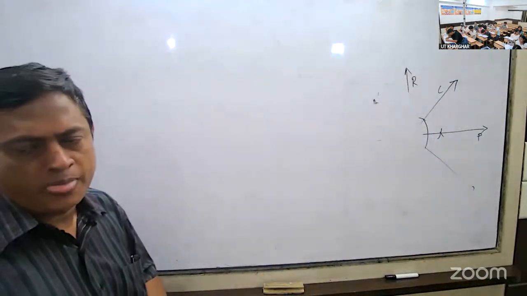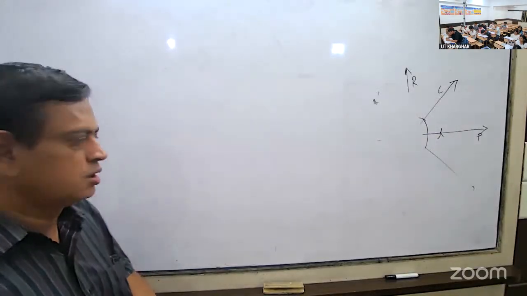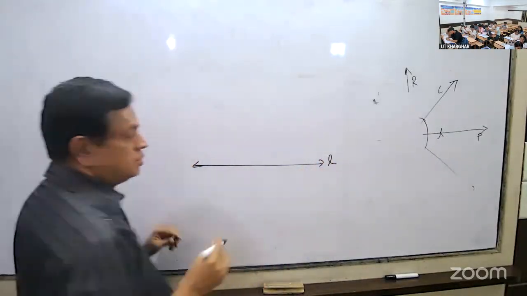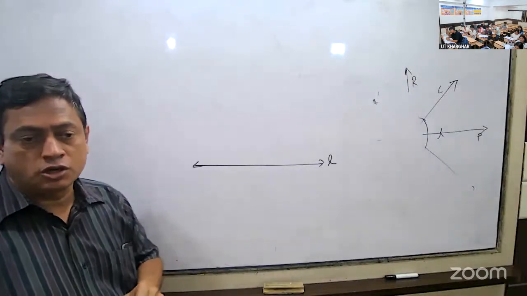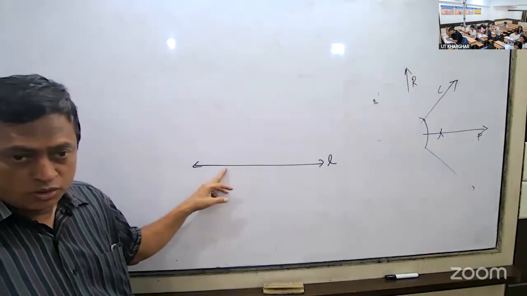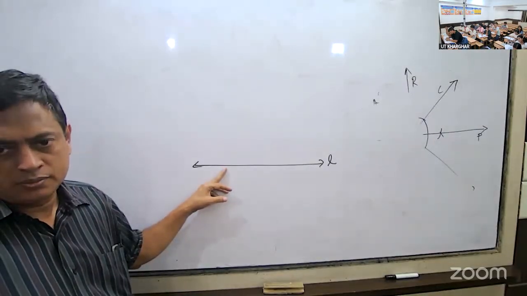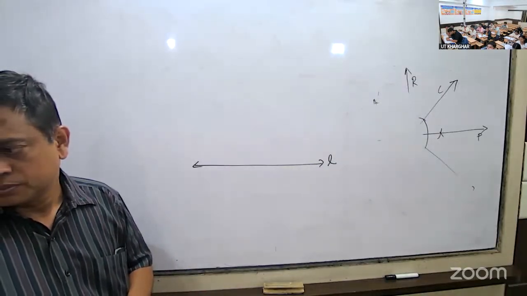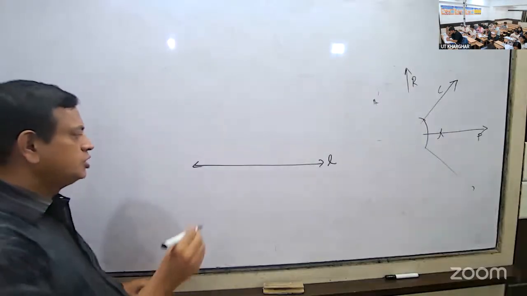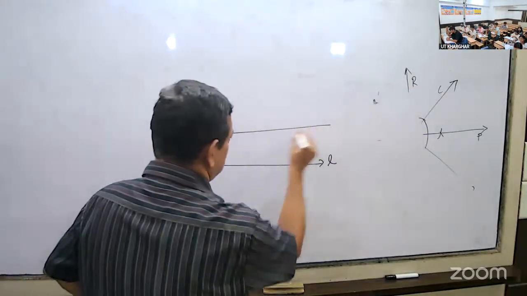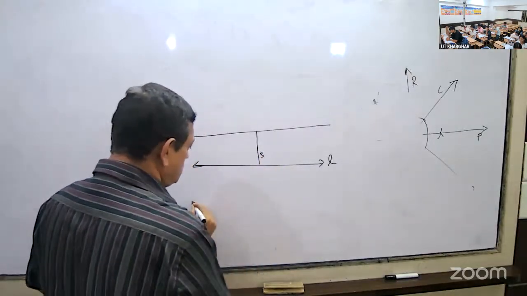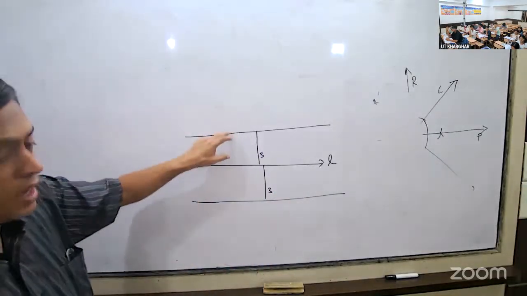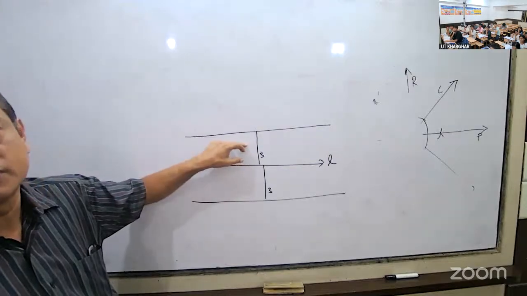Now listen here, the next one is coming. If one line is given, let's say line L is given, the question is: obtain the locus of points at a distance of 3 centimeter from L. 3 centimeter from L means you will get one line parallel, this length equal to 3 centimeter, and another line parallel, also 3 centimeter. Therefore you get two parallel lines at a distance of 3 centimeter from L.